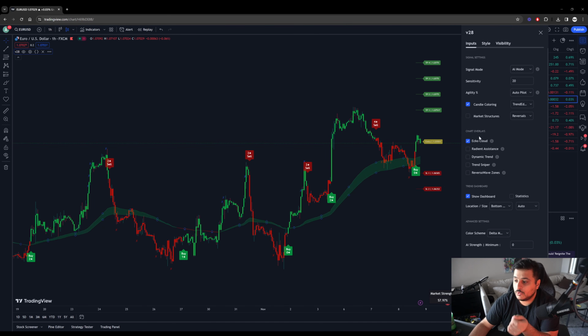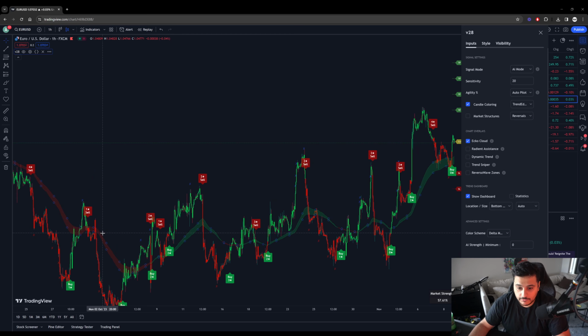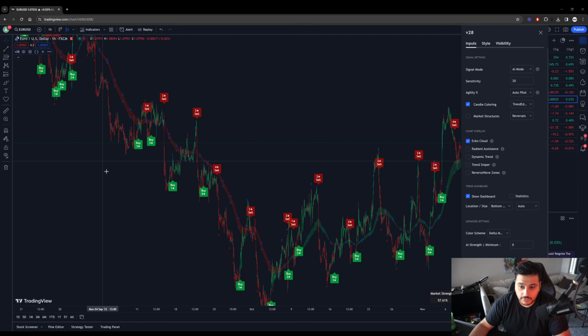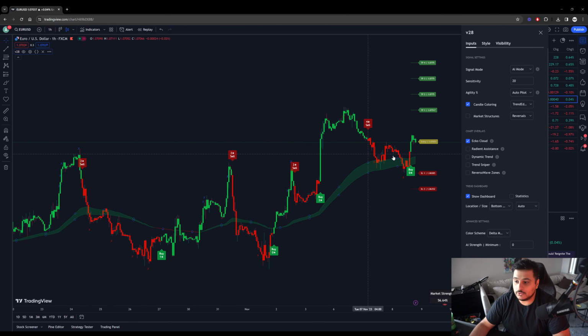Okay, so the first one we want to talk about is the Echo Cloud. If we hover over the eye icon, it actually explains it for you and exactly what it does. The cloud is a slow moving cloud that identifies a long-term trend. So for example, over here, because we see the cloud is green, we are looking at a bullish trend around this area, and a minor bearish trend over here and over here. If we scroll back, we can see we were in a very, very big bearish trend in the past around the September mark on Euro USD. So that's what that looks like, and that's what that does.